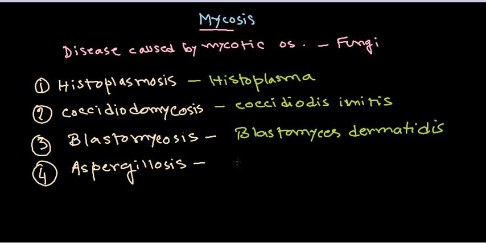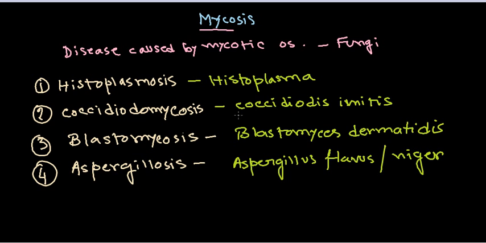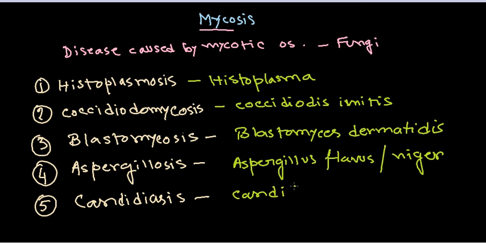So aspergillosis is caused by Aspergillus flavus or Aspergillus niger. I should put the underline or italics, because these are scientific names, but I am not doing so to keep it shorter. And also there is candidiasis. It is caused by Candida species, so Candida albicans is a causative agent for this infection.